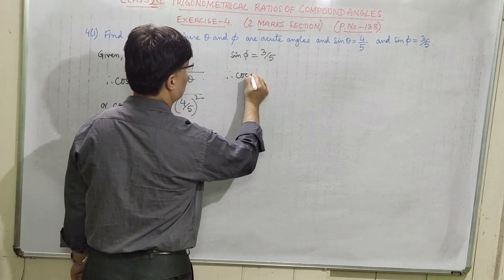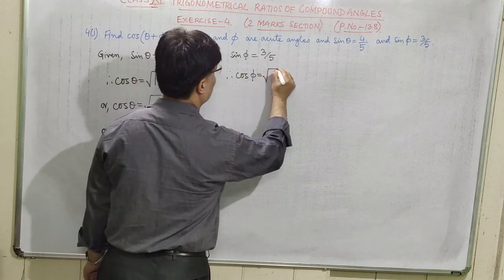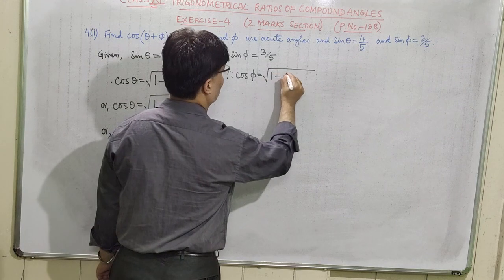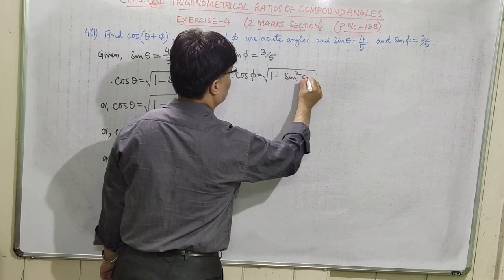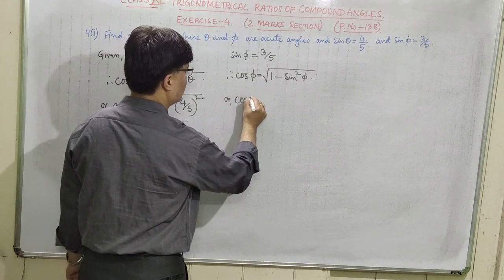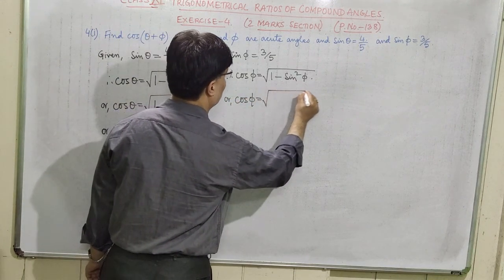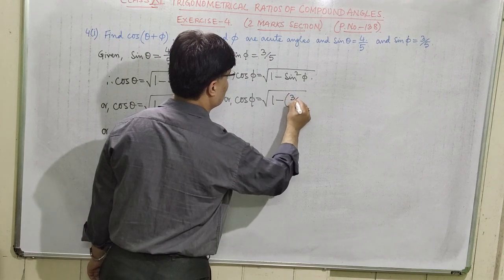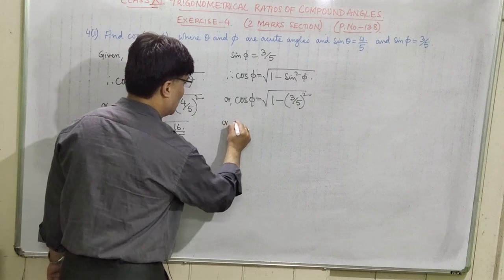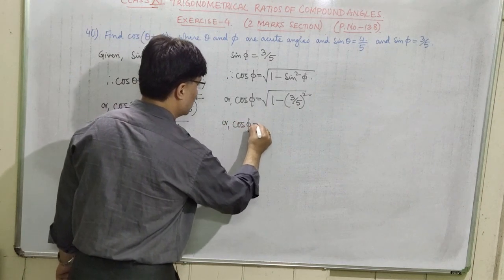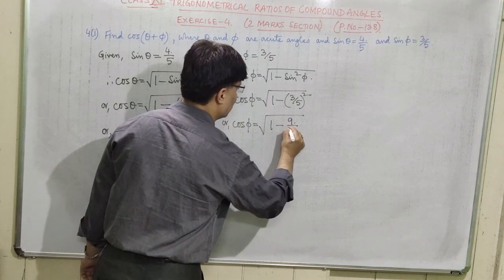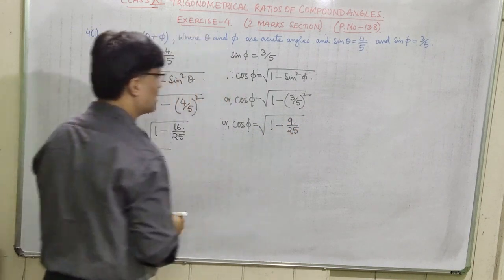So what is cos phi in terms of sin phi? It is the positive square root: cos phi is equal to root over 1 minus sin square phi. So cos phi is equal to root over 1 minus (3 by 5) whole square. Now cos phi is equal to root over 1 minus 9 by 25. Is it clear to all of you?